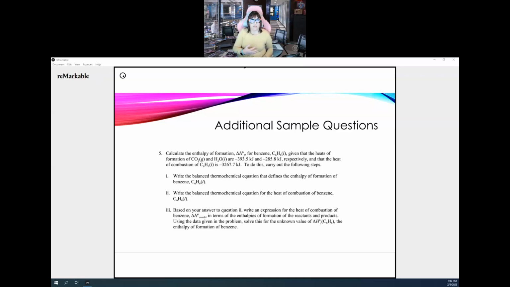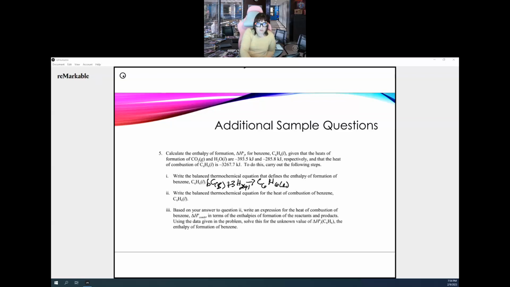Now it says carry out the following steps. So there are steps here. We're going to balance the thermochemical equation that defines the enthalpy of formation of benzene. So for enthalpy of formation, I want to form 1 mole of benzene, C6H6 liquid, from its constituent components, meaning carbon in the solid form, and then H2 gas. I'm going to need 6 of those and 3 of those to make that work, so 6C solid plus 3H2 gas. Okay, so that's the heat of formation for benzene.